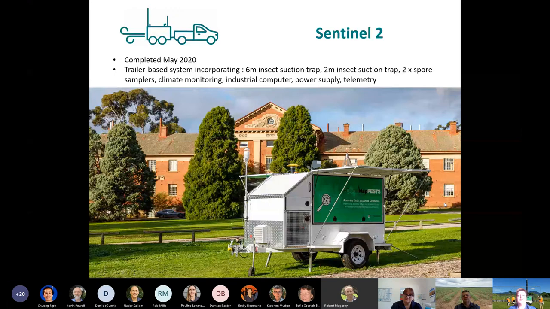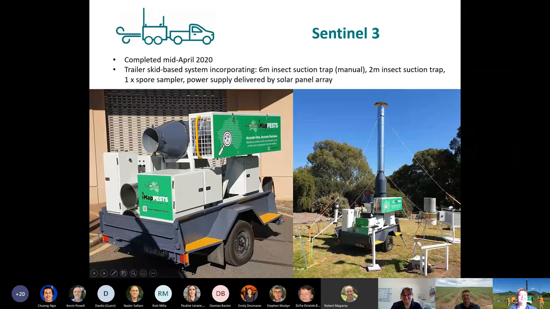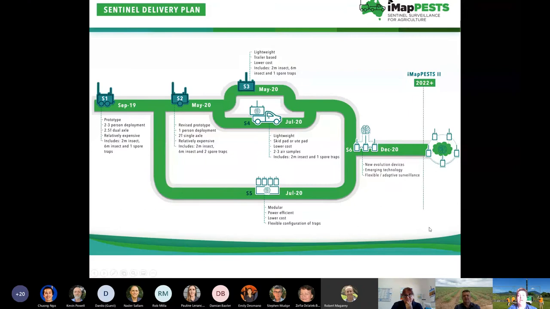This is Sentinel 3, affectionately known as our dumb trailer or our dumb sentinel, which is not very nice, but it's just because it's not as smart or high tech as Sentinel 1 and 2. We are working through automating each of the traps on here, but you can see a 6 meter trap here, which is a manual setup, unlike the pneumatic 6 meter trap on Sentinels 1 and 2. And there's one spore sampler and one 2 meter trap, and then it's got its onboard weather station and a solar array panel for power.